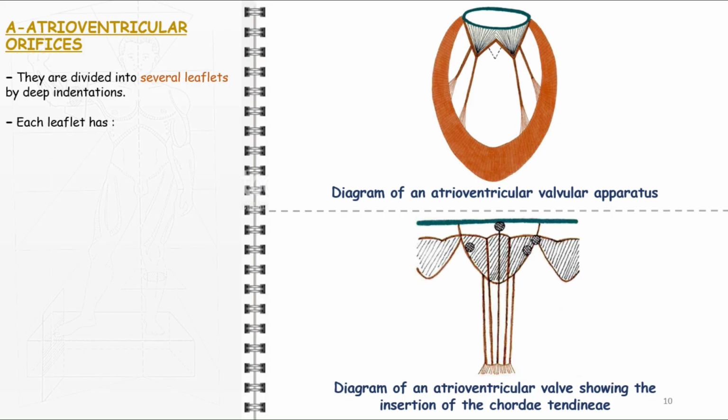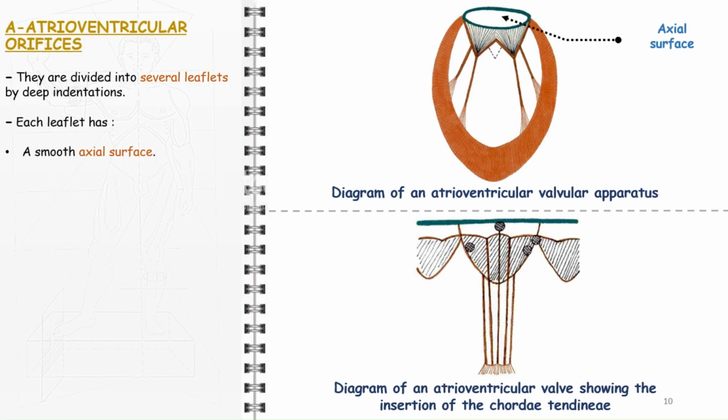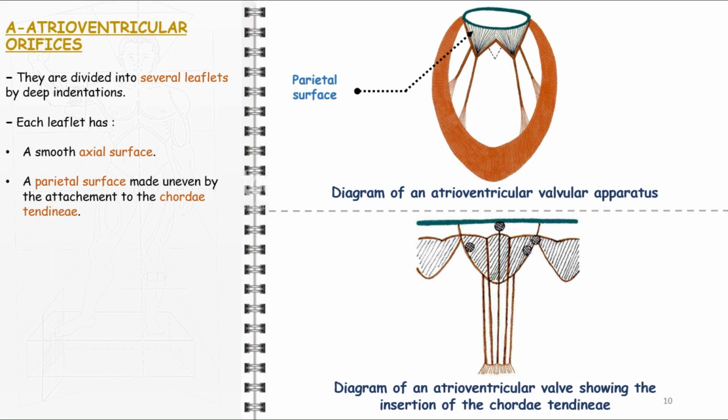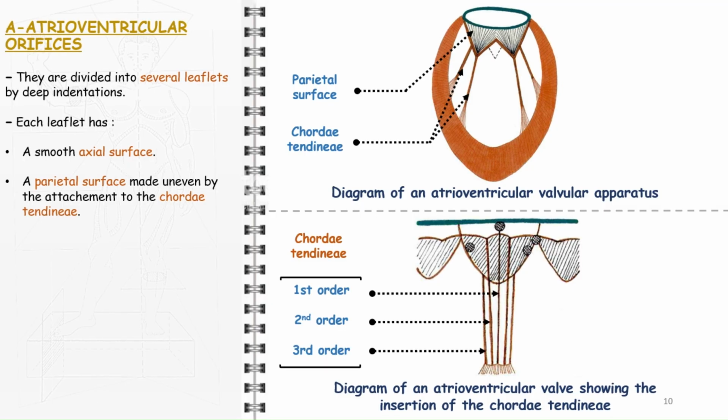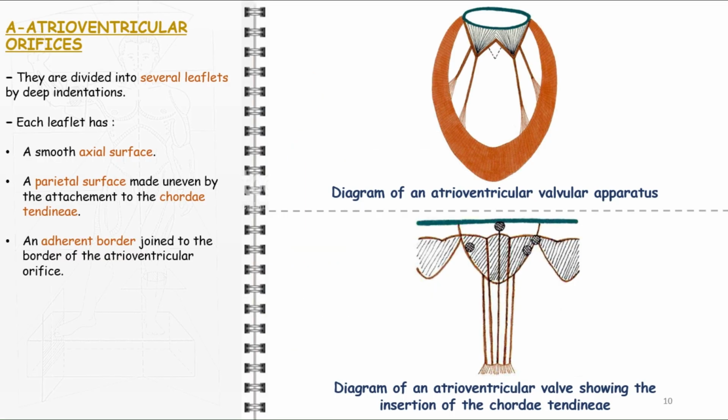Each leaflet presents a smooth axial surface facing the atrium, and a parietal, peripheral, surface oriented toward the ventricle, made uneven by the attachment of the chordae tendineae. Chordae tendineae are classified into first-order, second-order, and third-order types. Each leaflet also has an adherent border joined to the border of the atrioventricular orifice, implanted on the fibrous ring, and a notched free border.